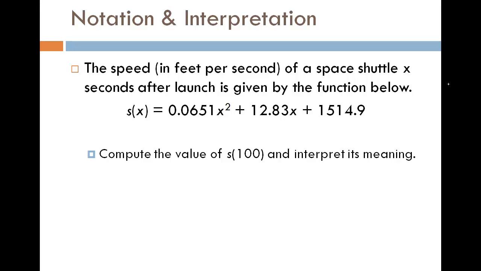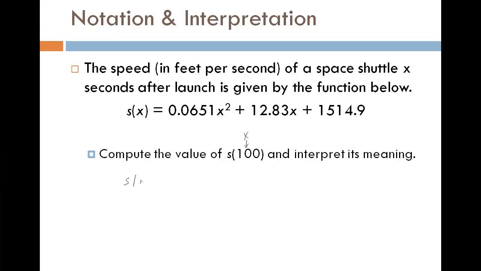Let's look at the notation given our function as a formula. Again, this function represented the speed in feet per second of a space shuttle after x seconds from launch. Can we compute the value of s of 100 and interpret its meaning? So what does this 100 mean? This 100 is in place of the x value. So that means we want to know what is the speed when x is 100. That means we have to put 100 into our formula for each x value.